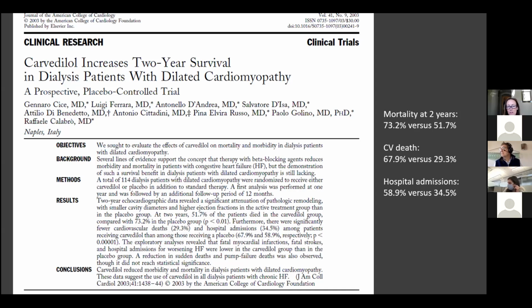Their results are actually pretty impressive. I almost wonder if they're too impressive. The mortality at 2 years in the placebo group was 73%, but we know that our end-stage renal disease patients have high mortality, versus 51%. Cardiovascular death was 67.9% versus 29%. Hospital admissions was 58.9% versus 34.5%.